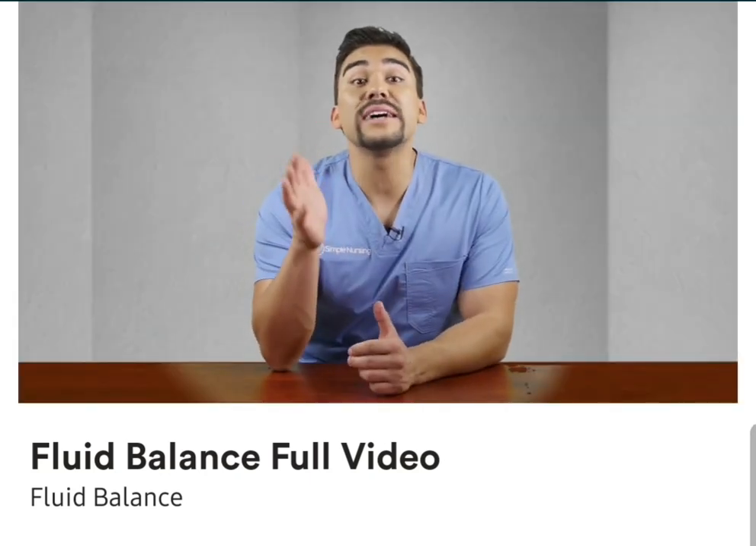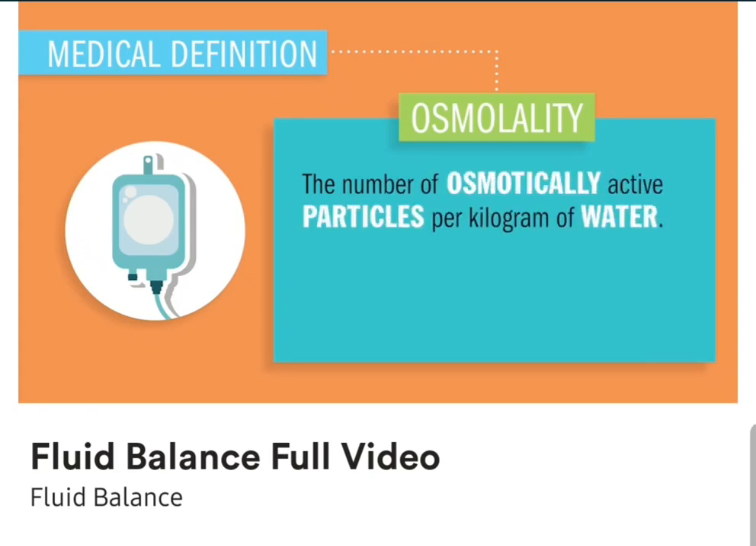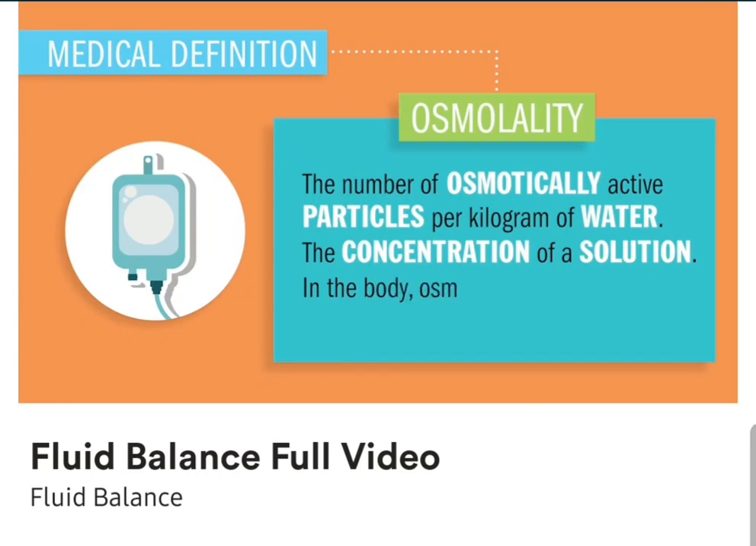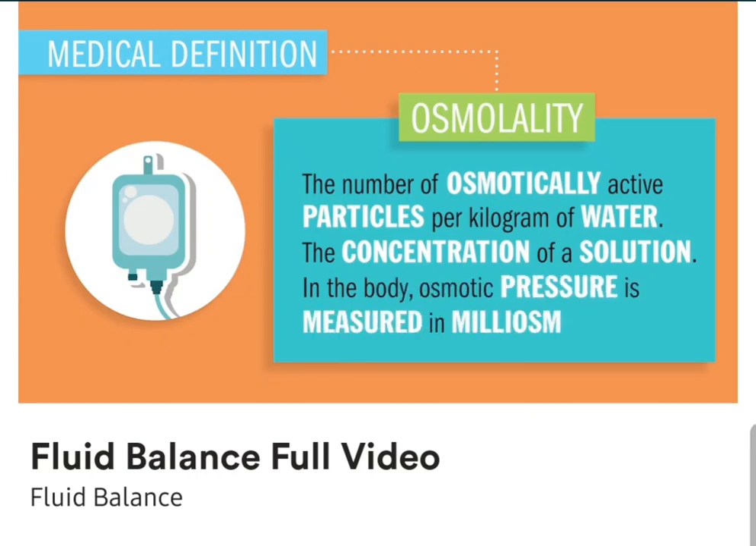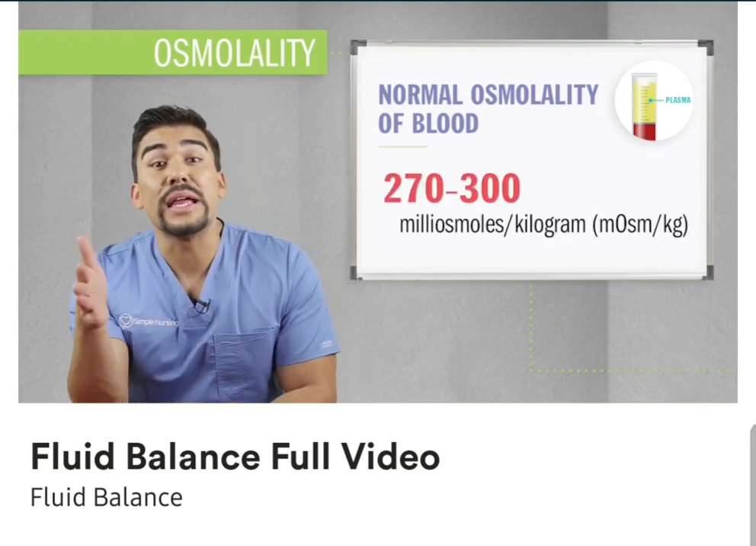Our next term is osmolality, which refers to the number of osmotically active particles per kilogram of water. It's simply the concentration of the solution. Basically, how heavy and concentrated is it? Now, osmotic pressure is measured in milliosmoles, or mOsm. The normal osmolality of blood plasma is about 270 to 300.